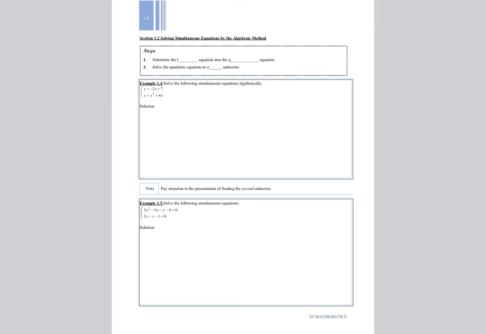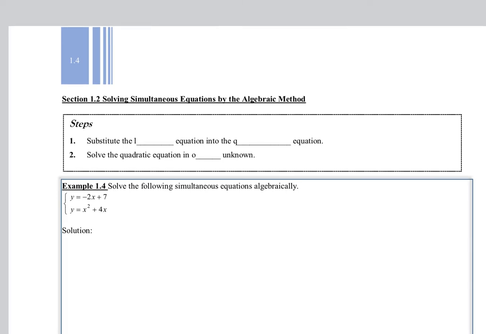Today we are going to solve the simultaneous equation by using the algebraic method. So in this session, we will have one linear equation and one quadratic equation. We normally substitute the linear equation into the quadratic equation, so that the equation will only have one unknown.